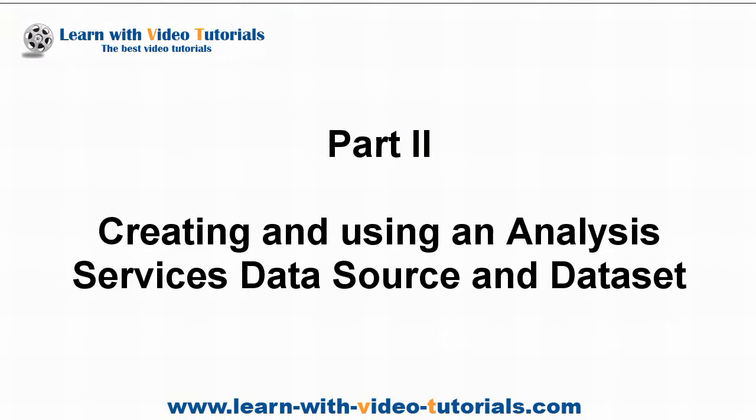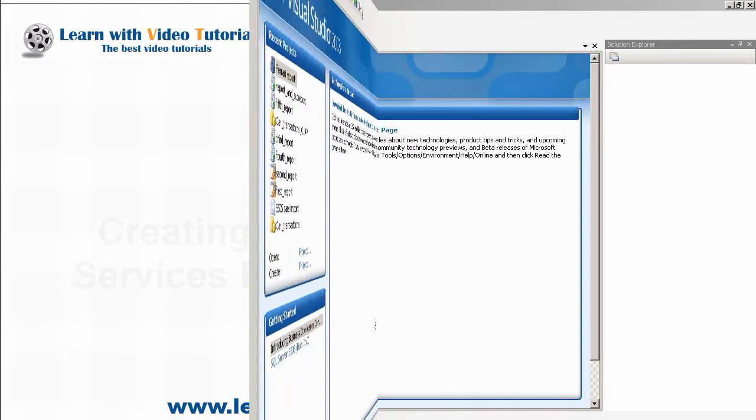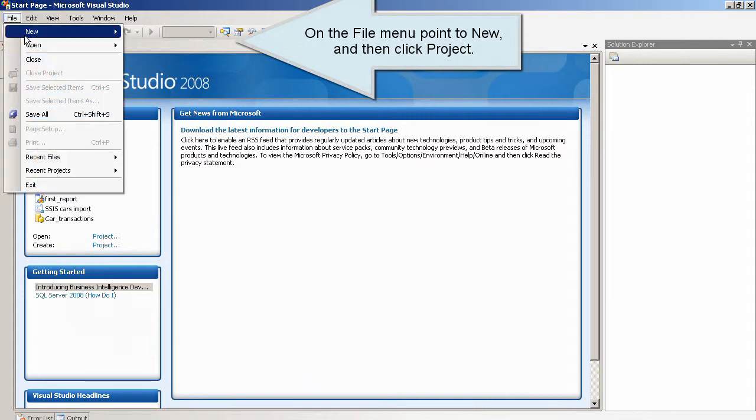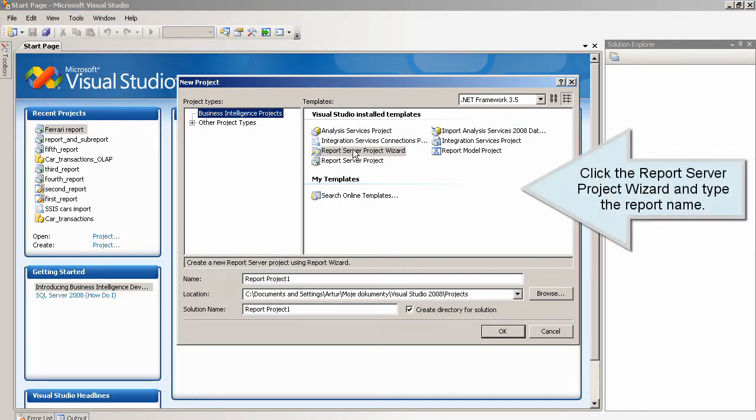Part 2, Creating and Using an Analysis Services Data Source and Dataset. On the File menu, point to New, and then click Project. Click the Report Server Project wizard and type the report name.